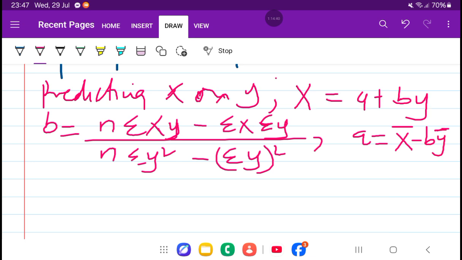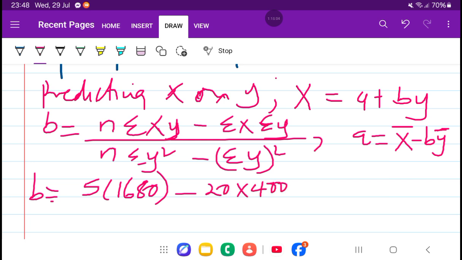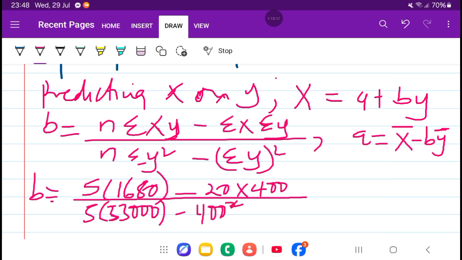So we substitute in these. We start with b because we can't get a without getting the b value. So the b will equal, of course, the number of values, there are 5, into 1680 minus 20 times 400 over 5 into 33,000 minus 400 squared.